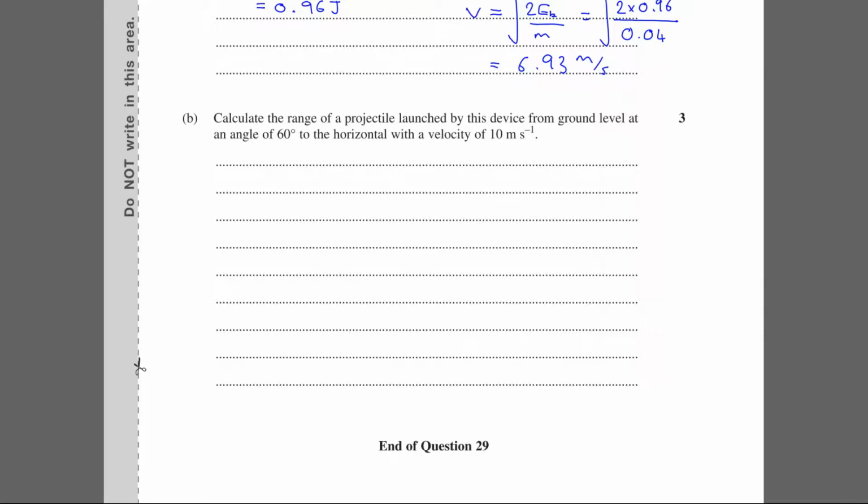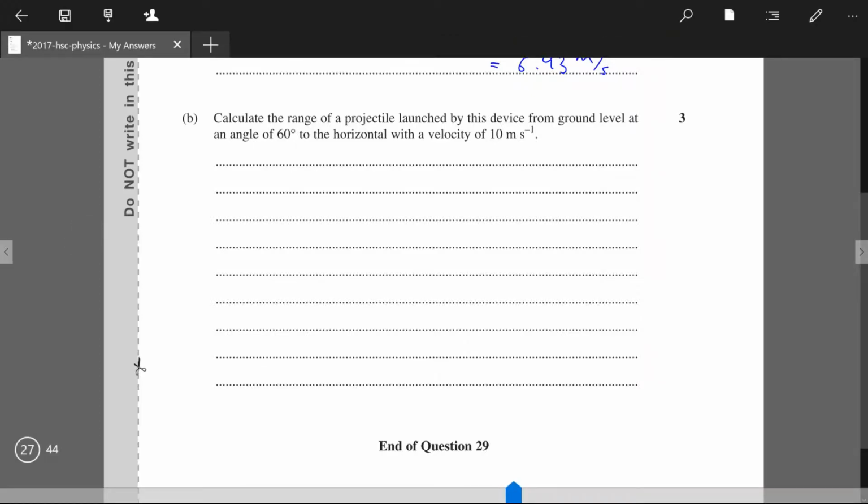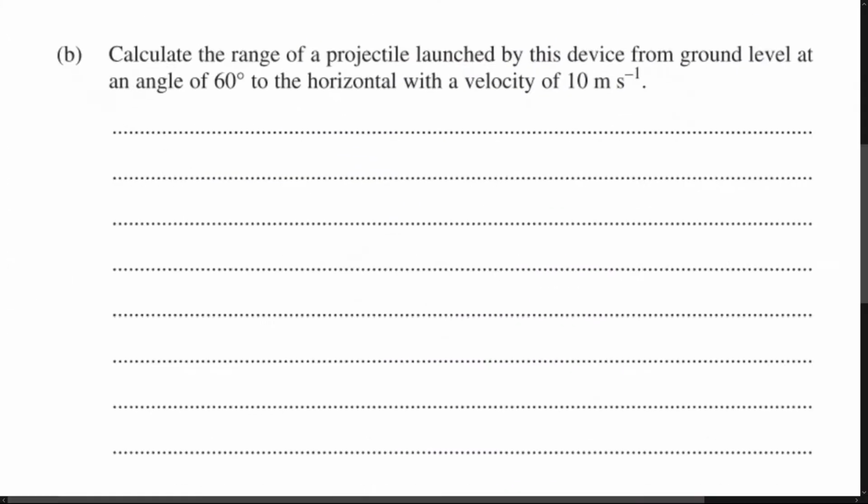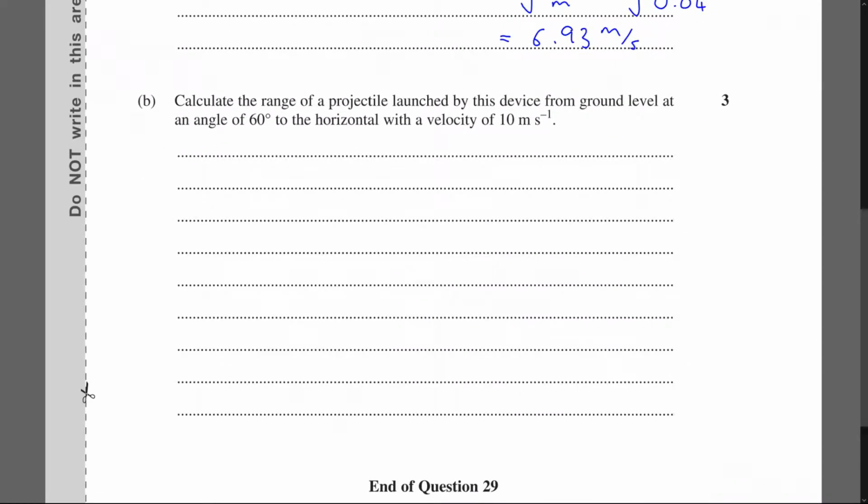Question B. Calculate the range of a projectile launched by this device from ground level at an angle of 60 degrees to the horizontal with a velocity of 10 meters per second. Okay, so when we start a projectile motion question, we should always draw a diagram, and that looks, in that case, something like this. So we have our velocity, and it gets ejected, and it lands somewhere over here. Our initial velocity is 10 meters per second, and our angle to the horizontal is 60 degrees.